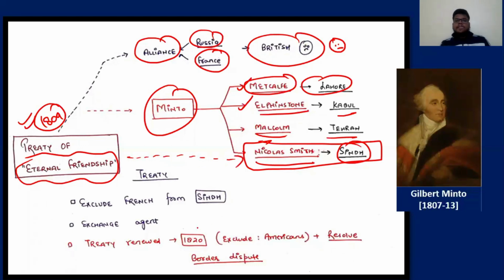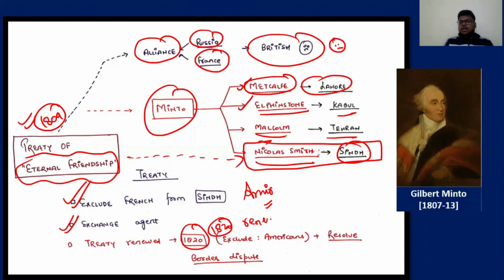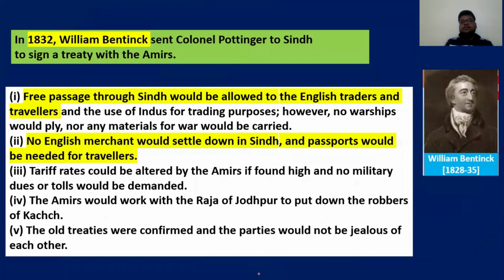What was said in the treaty? It was said that the Amirs will exclude all the French from Sindh. One agent has to be established, that is, a British person will be established in their kingdom, and a Sindh person will be in the British kingdom. And in 1820, the treaty was again renewed, and they included that now Americans also need to be excluded, and they need to resolve the small border disputes that are there. So everything is going fine. The Treaty of Eternal Peace is signed. Okay, fine, the Amirs of Sindh said.